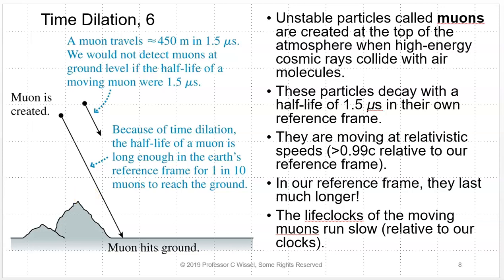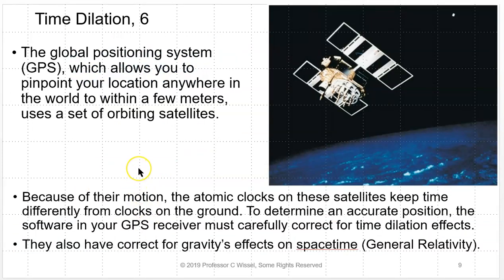That's one of the tests of time dilation. Now, the global positioning system allows you to pinpoint your location anywhere in the world to within a few meters. It uses a set of orbiting satellites, and it depends on the timing of atomic clocks. Because of the motion, the atomic clocks on these satellites keep time differently from the clocks on the ground. To determine an accurate position, the software in your GPS receiver must carefully correct for time dilation effects.